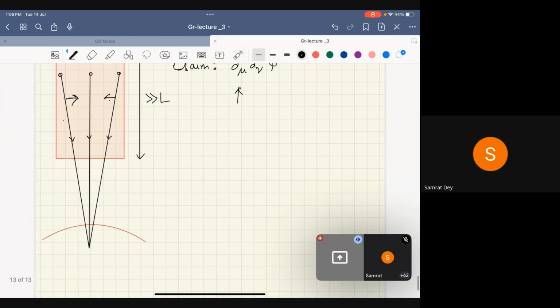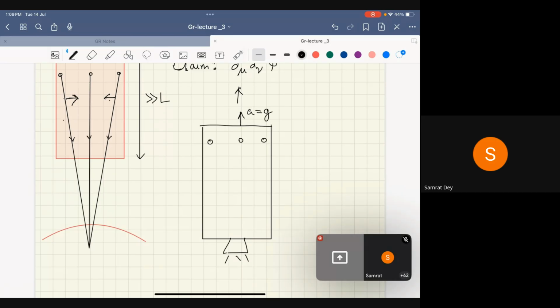There will be no such effect if I take this very big box in the interstellar space, put a rocket on it, and carry it with acceleration a equal to g, and drop these balls. They will not come close to each other as they reach the floor.